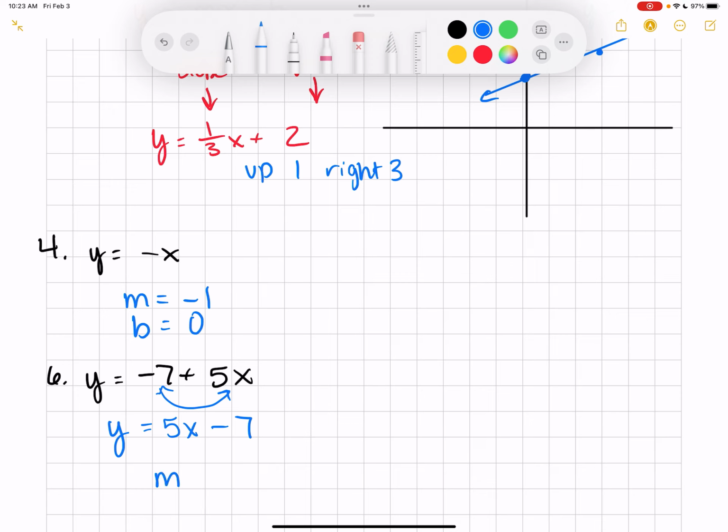So then my slope would be equal to what? What number's in front of x? 5. And then my y-intercept is what comes after that, which would be what? Yeah, -7.